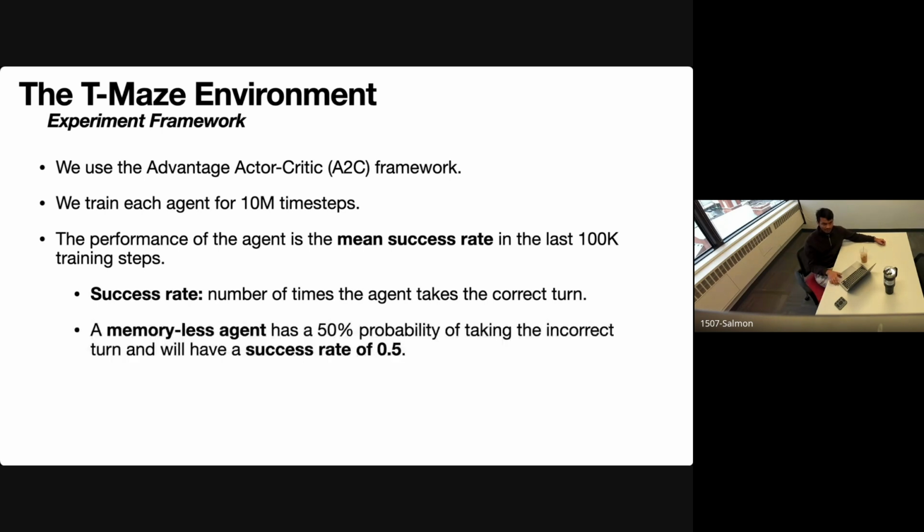So if you think about it, a memoryless agent, an agent which does not remember the initial Q signal, has a 50% probability of taking an incorrect turn. So it has a success rate of 0.5. So an agent which does not have any memory should at least get a success rate of 0.5. And an optimal agent should get a success rate of 1.0, which means every time it is able to remember the Q signal and take the correct turn.